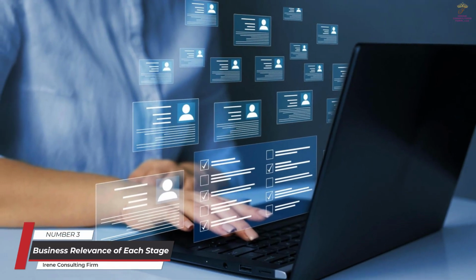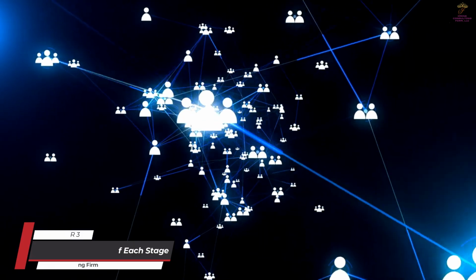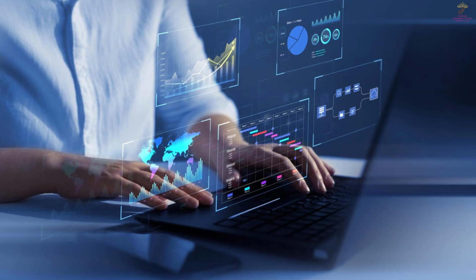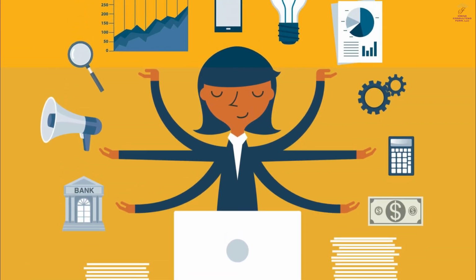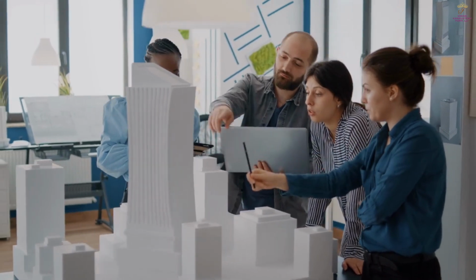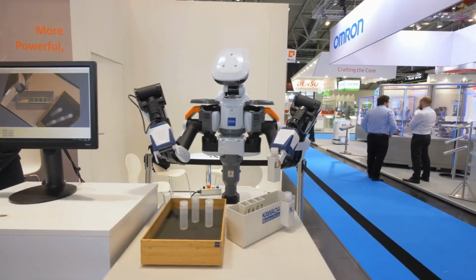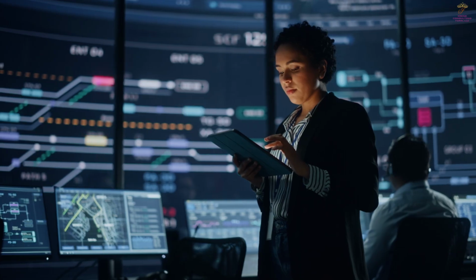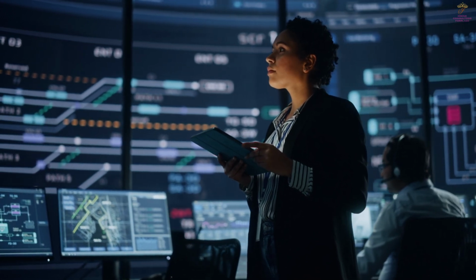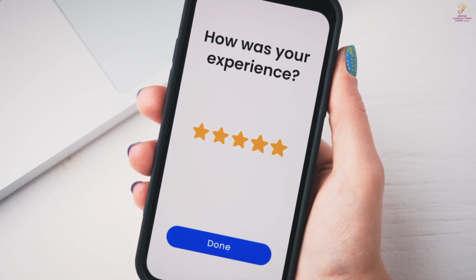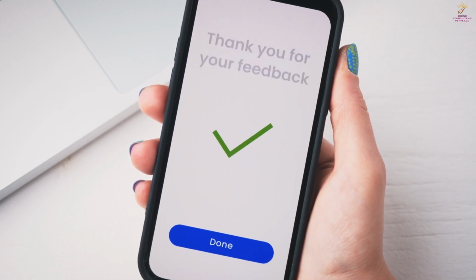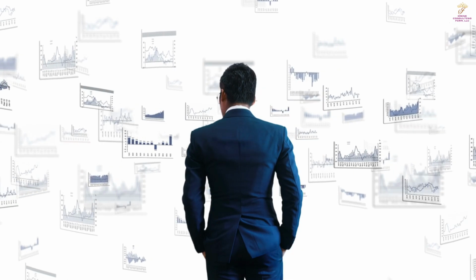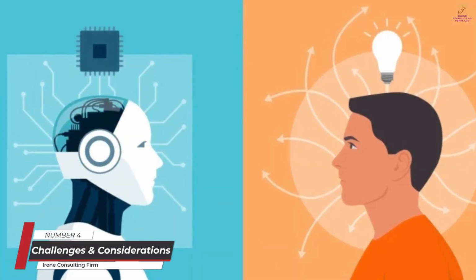Number three, business relevance of each stage. Now, let's connect these stages to business. Defining objectives aligns the project with your business goals. Data gathering and processing are about understanding and preparing your resources. Building and evaluating the model ensures it meets business needs effectively. Finally, deployment is about integrating this model into your business operations. Post-deployment, ongoing monitoring guarantees sustained performance aligned with business objectives. Iterative refinement based on real-world feedback enhances the model's adaptability, making machine learning a valuable tool for businesses seeking informed, data-driven decision-making.